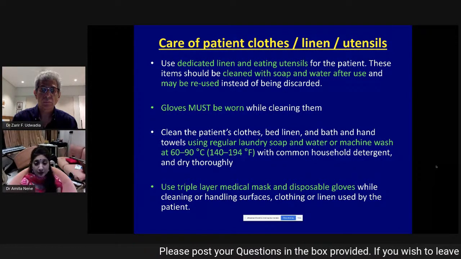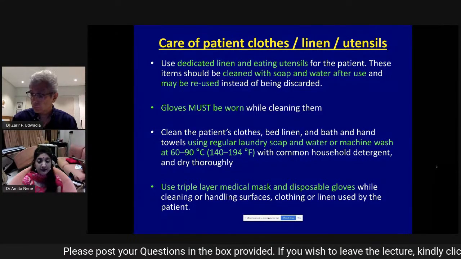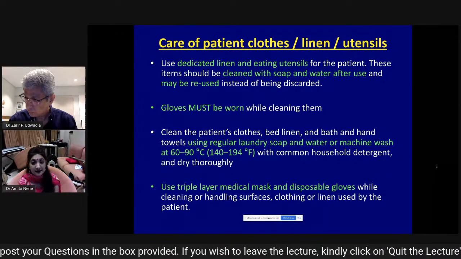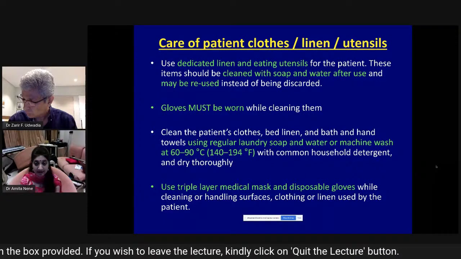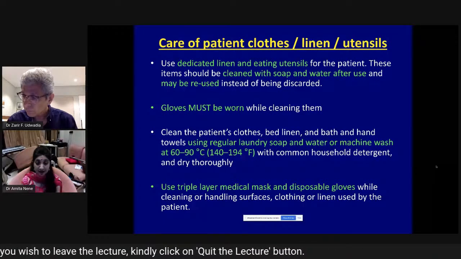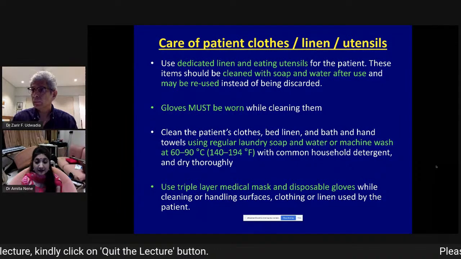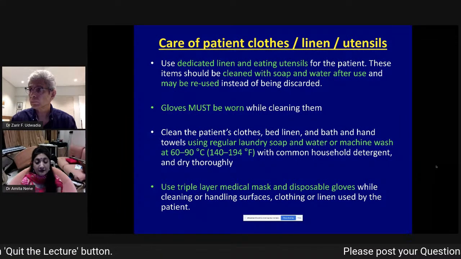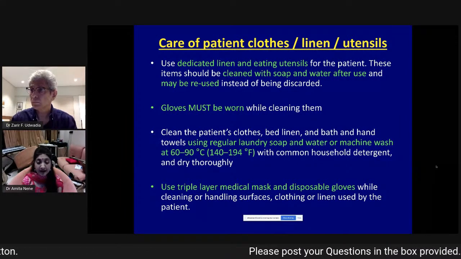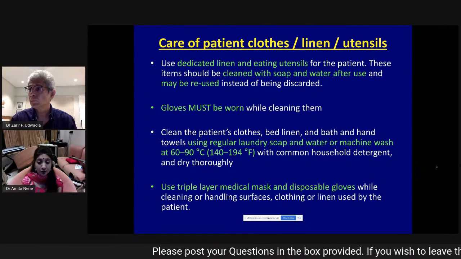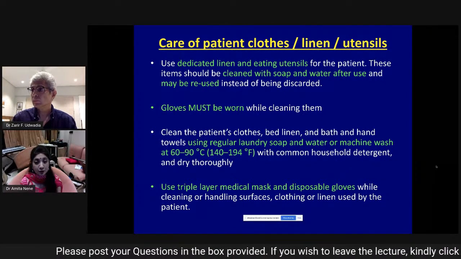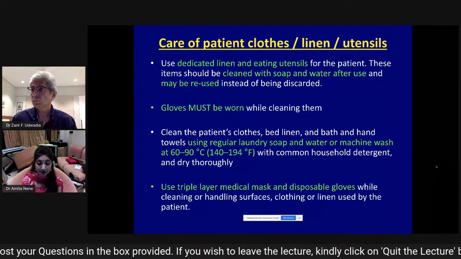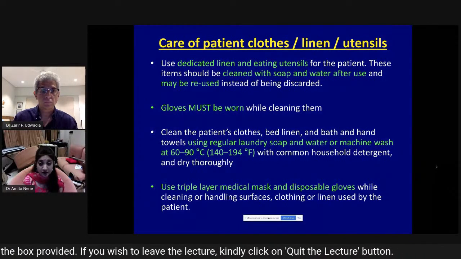If the patient is very weak and the relatives have to clean these, then gloves must be worn while cleaning them, and a triple layer medical mask should also be worn while these things are getting cleaned. And washing the laundry and the linen can be done either with normal soap and water, or a machine wash at 60 to 90 degrees, and normal common detergent can be used for this.